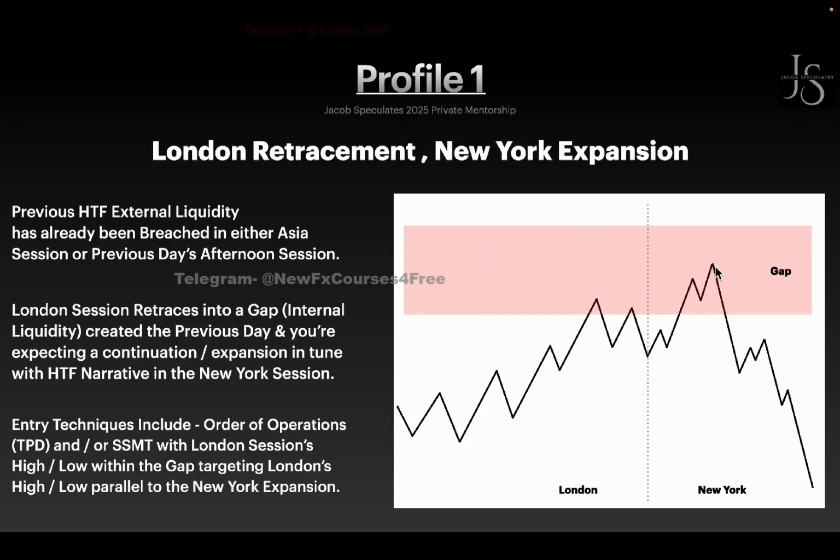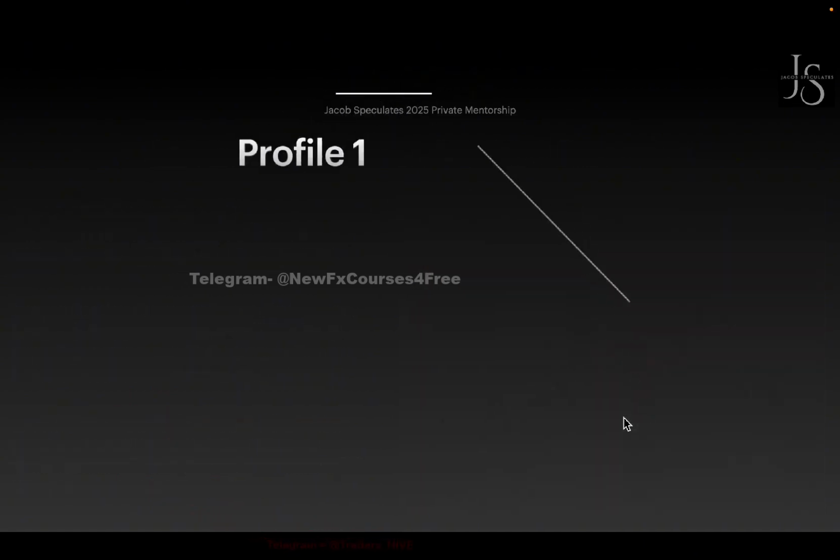Then we're looking for price to create an expansion in tune with the higher time frame direction, and we can use London lows as an easy target and leave runners for the higher time frame target, and then it'd be vice versa if we were bullish. In this case, if we were targeting higher and we saw London session retrace down inside of a gap, then we're looking at London's low for sequential SMT, and we're looking at London highs for a target.